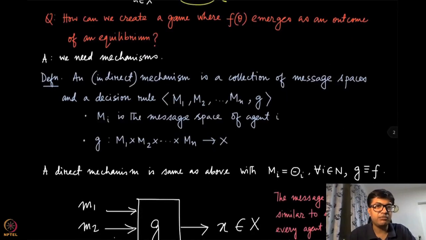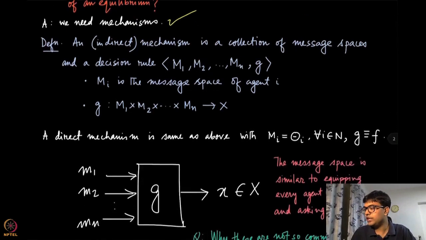Now, here is the most vital question: all these types are essentially private information of the agents. So we definitely have to create a game such that this F theta, the desirable objective, emerges as an outcome of an equilibrium. We have already defined different kinds of equilibrium, and we'll reiterate some of those in this context. But we definitely need to design a game where this socially desirable outcome emerges in an equilibrium, and for that we need these mechanisms. And that is exactly what we are going to discuss.